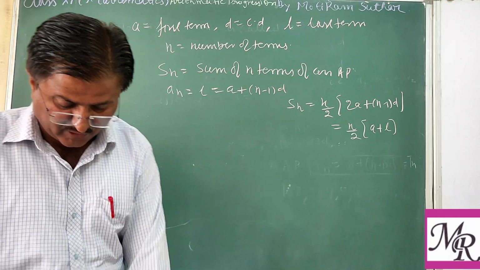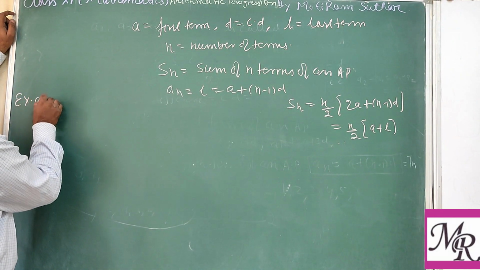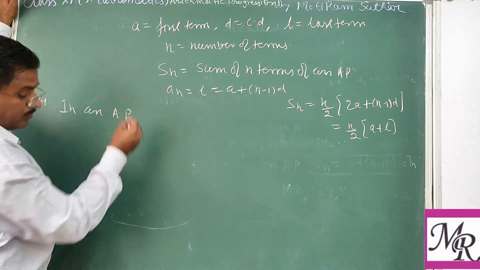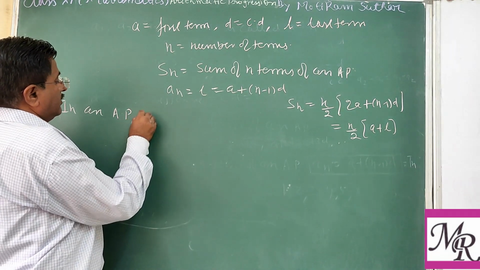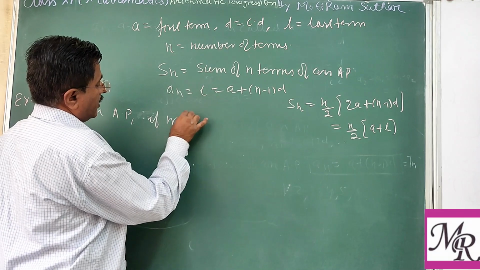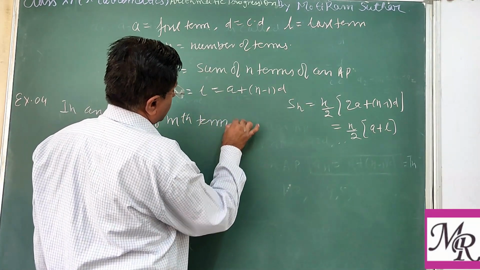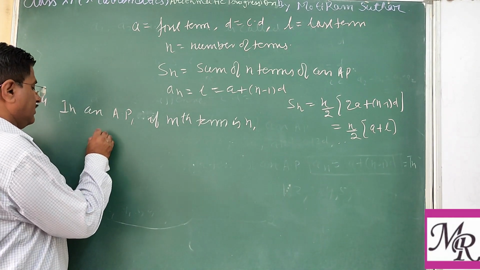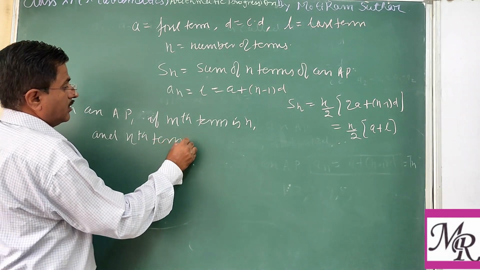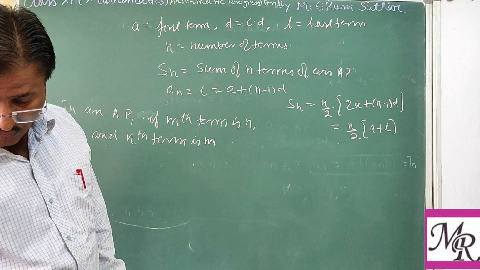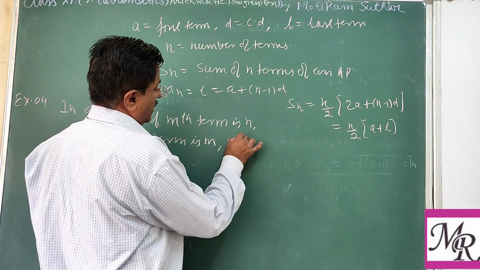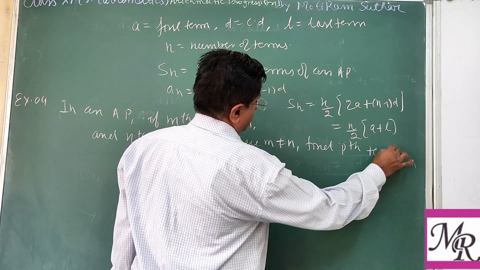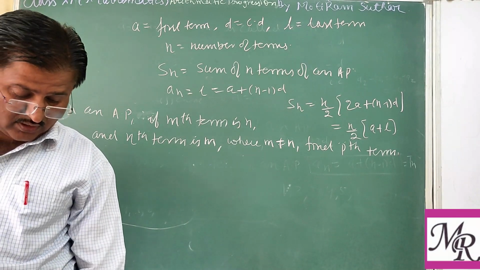Like the first problem, example 4. In an AP, if the mth term is n and the nth term is m, where m is not equal to n, find its pth term. We have to find the pth term.